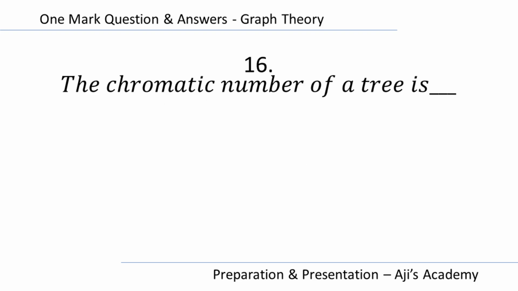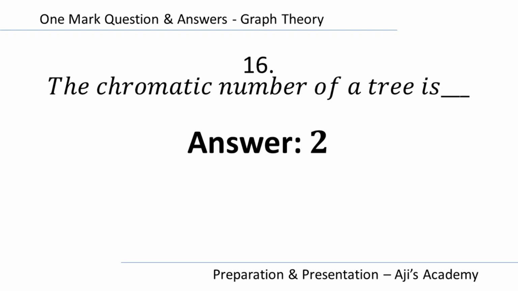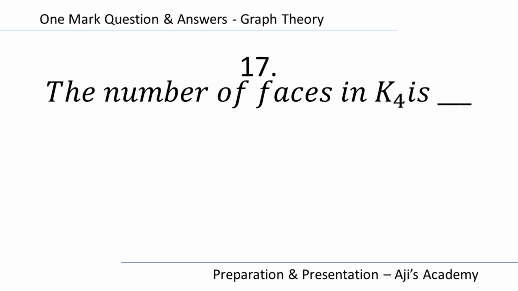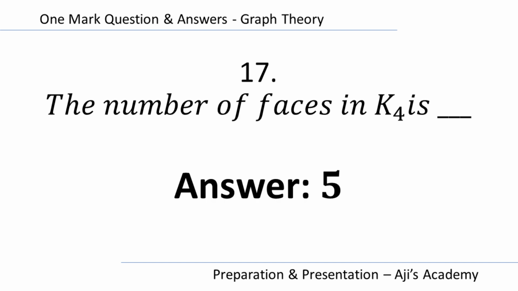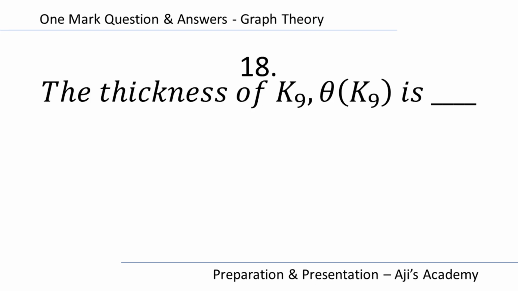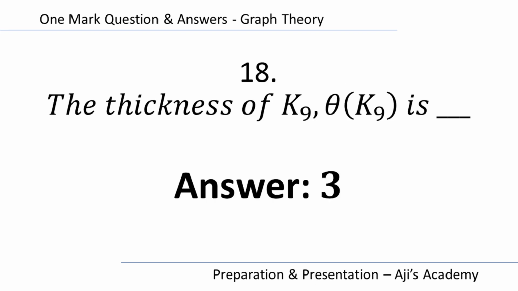Question number 16. The chromatic number of a tree is? The answer is 2. Question number 17. The number of faces in K4 is? Answer is 5. Question number 18. The thickness of K9, theta of K9, is dash. Answer is 3.